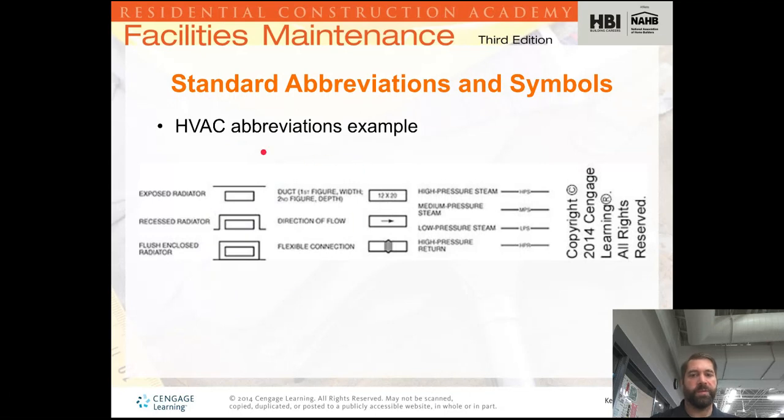So here's an example of some of the HVAC abbreviations. An exposed radiator, recessed radiator, flush enclosed radiator. Don't get too caught up on this. If you need to, use this slide as a reference, but we're not going to go into detail on specific plans or specific abbreviations at this time. The point of this is to give a general overview of how to read and how to draw.